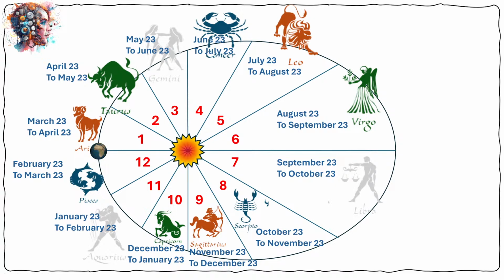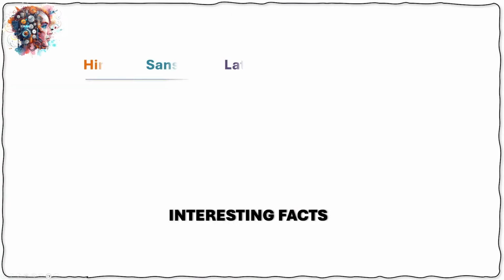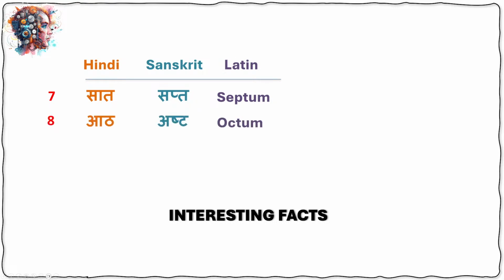Alright? Now once this is clear, let's move forward to some interesting fact. In Hindi, 7 is called Sat. In Sanskrit, it is called Sapta. In Latin it is septum. In Hindi, 8 is Aath. In Sanskrit, it is Ashta. And in Latin, it is octam.